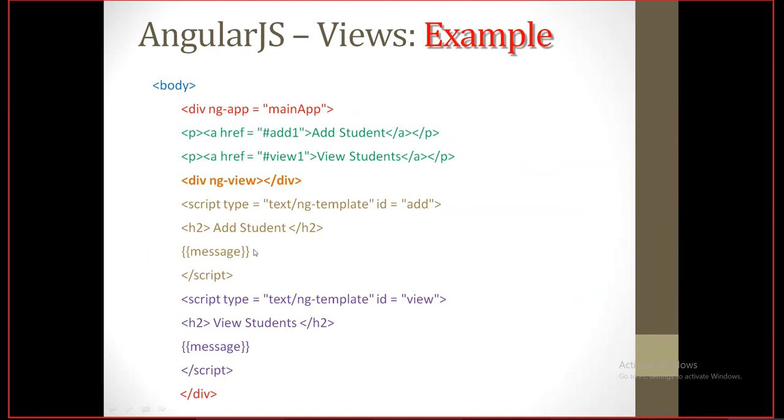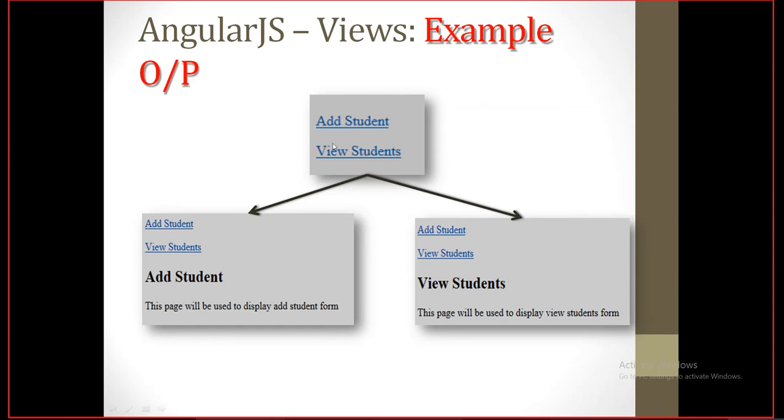Okay, so as an output, you can see over here, firstly, the page will have two hyperlinks, and below those two hyperlinks, either of the two views will be displayed depending upon which hyperlink I press. So either the page will be like this or the page will look like this. Understood? So simple concept of views.